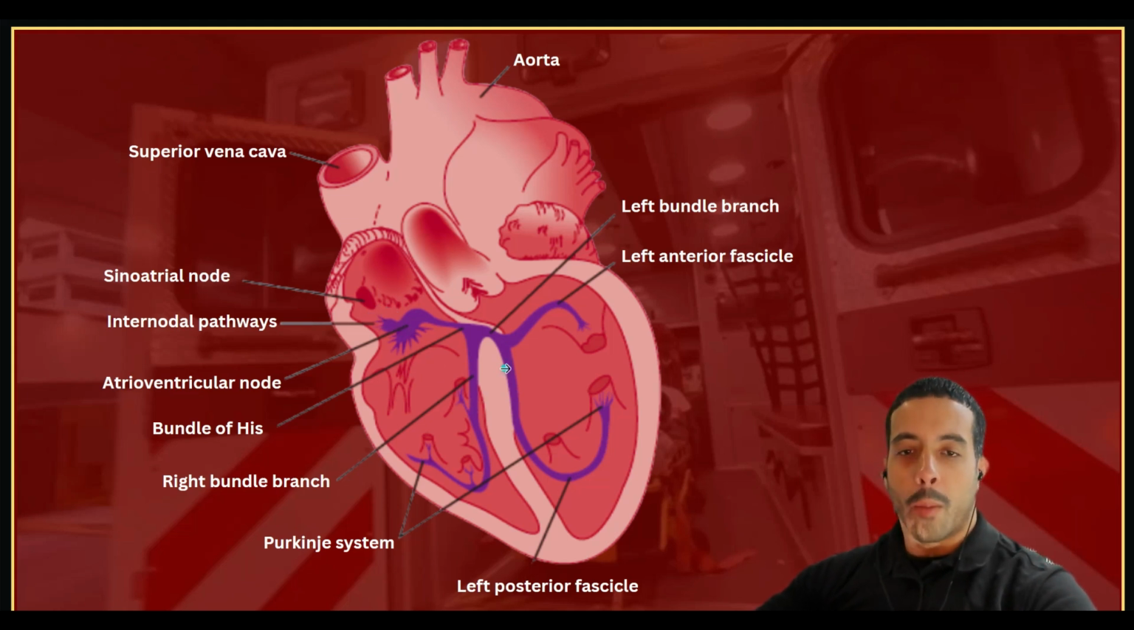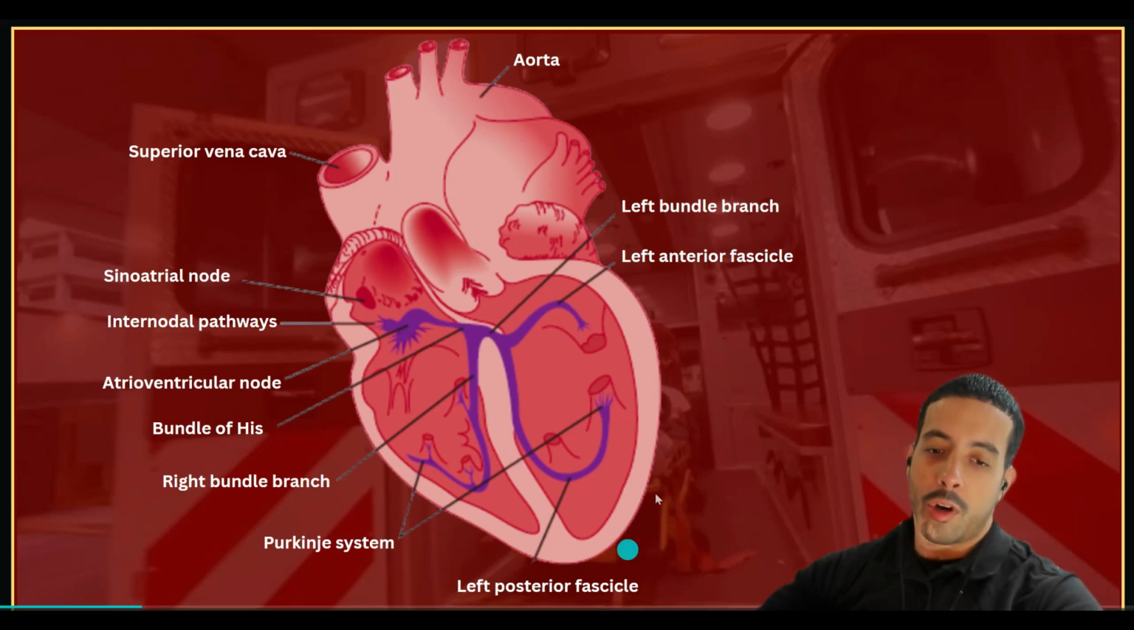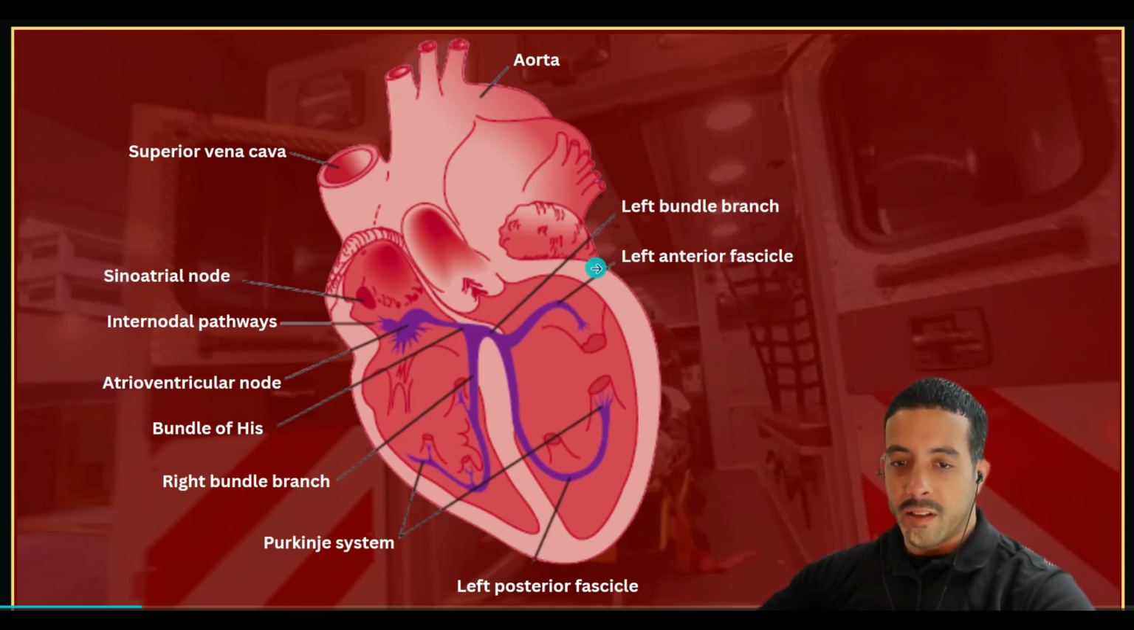Now, when we talk about this electrical conduction, look at your graph right here. You've got the SA node, then the internodal pathways, and the AV node right here. After the AV node, you have a left bundle branch and a right bundle branch, and then the Purkinje system, and the left posterior fascicle. So the anatomy of the heart needs to be considered, especially when we talk about SVTs, heart blocks, and so on.